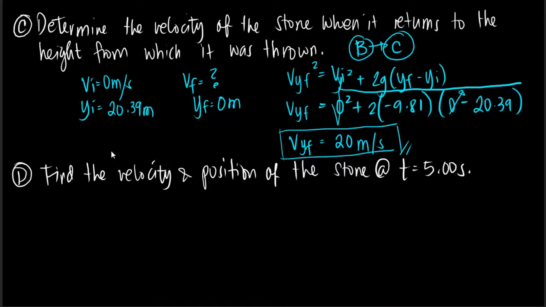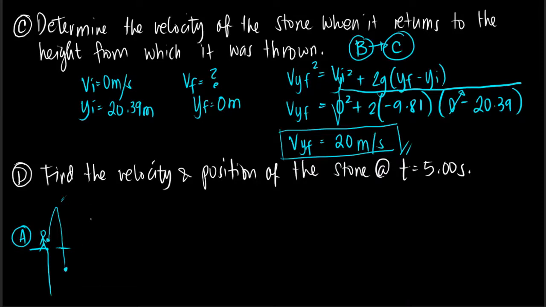Now, we want to look for the velocity and position of the stone at t equals 5 seconds. So, let's draw it. From the start at time equals 0, he throws the stone upward and then it goes down. So, our stone is somewhere around here. It's from point A. We have point B here, remember? We have point C somewhere in here.